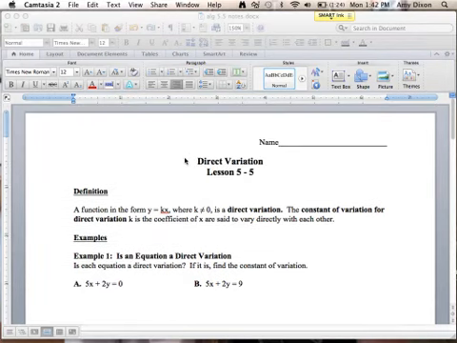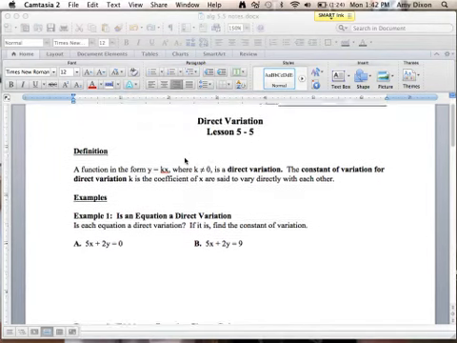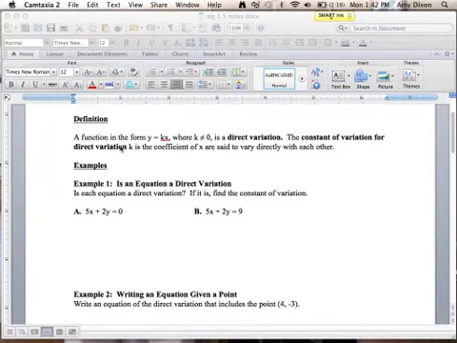Okay, today in class we're going to be talking about direct variation. It is a particular type of function that is in the form y equals kx, where k is just a number that is not equal to 0. So y and x are just y and x, and then k is some number that you multiply by x. And that's a direct variation.